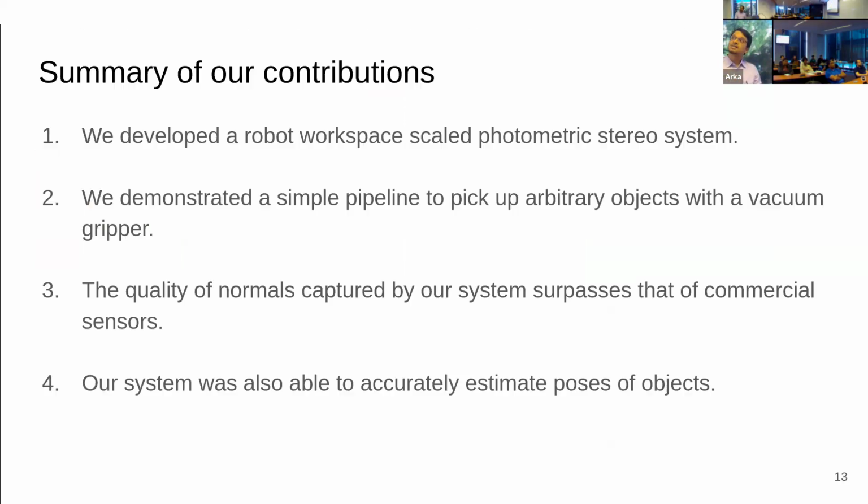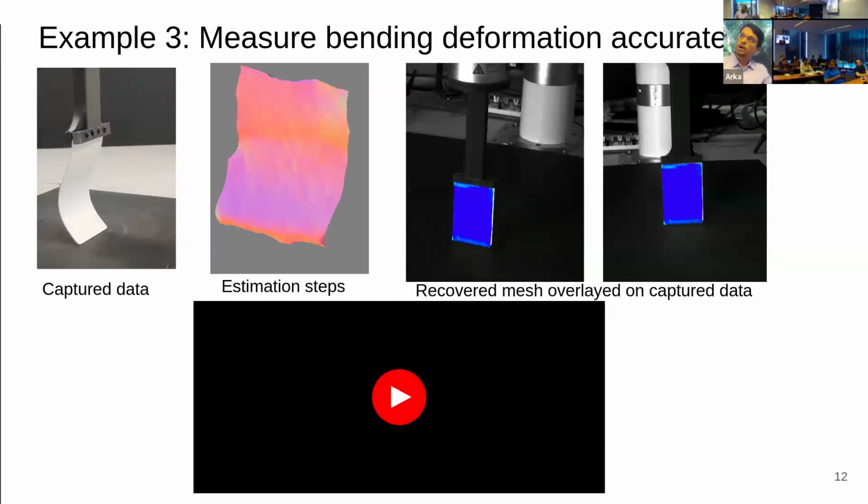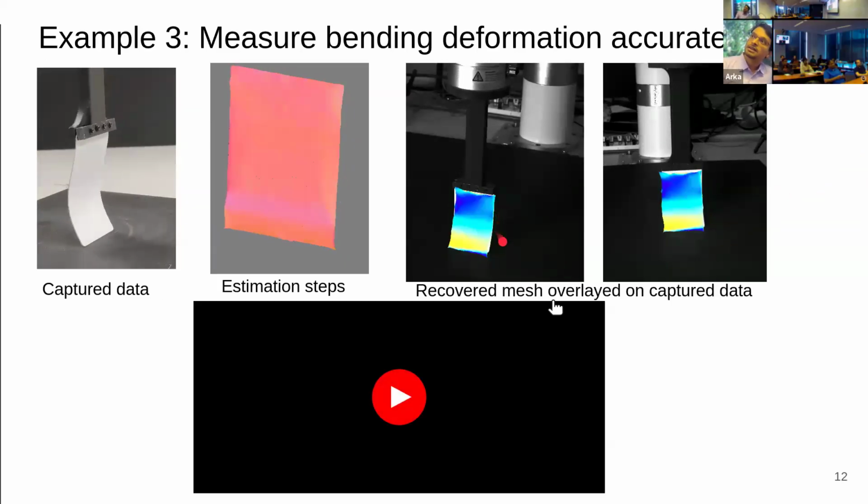Okay, now let's look at a summary of this project. We developed a robot workspace. For the previous example, where were you getting the ground truth for that?